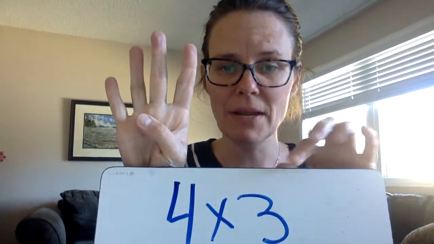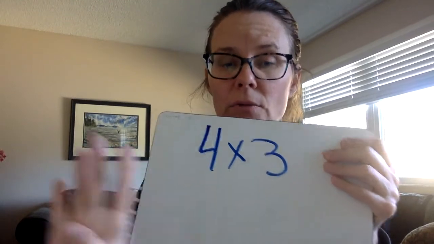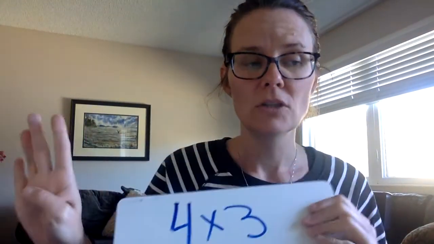Okay, so if we go back to the math problem of 4 times 3, what I want to do is skip count 4 times. I'm going to skip count by 3. So I'm going to skip count on my fingers. I'm going to take a look at my 4 fingers, and I'm going to skip count by 3 on my 4 fingers. So I'm going to start by saying 3, 6, 9, 12. So I know that 4 times 3 is going to give me 12.